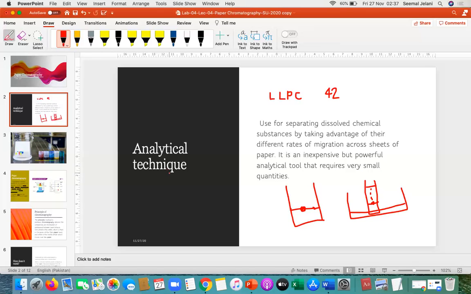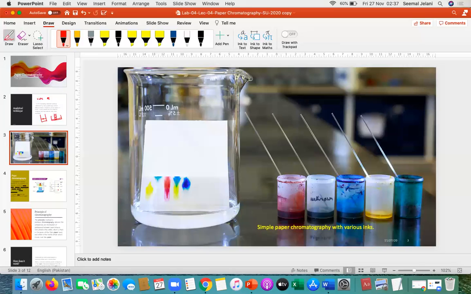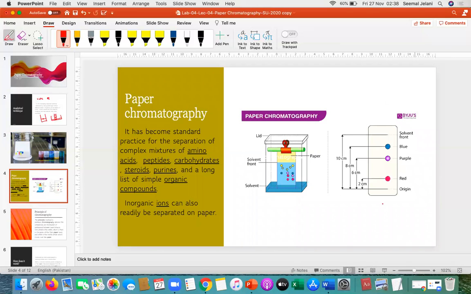So what are the types of paper chromatography? We will discuss later on. Now we come to this. This is the simple paper chromatography with various inks. For example, in the last slide we put the drop of the mixture of the inks, now when you put this in the solvent, it will appear like this. So this is a very beautiful picture of paper chromatography. Now this is the outline of the paper chromatography.